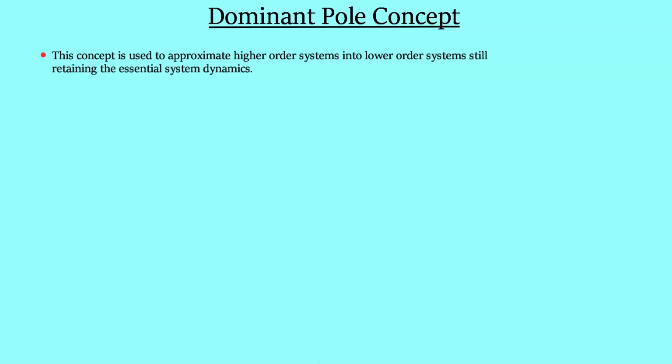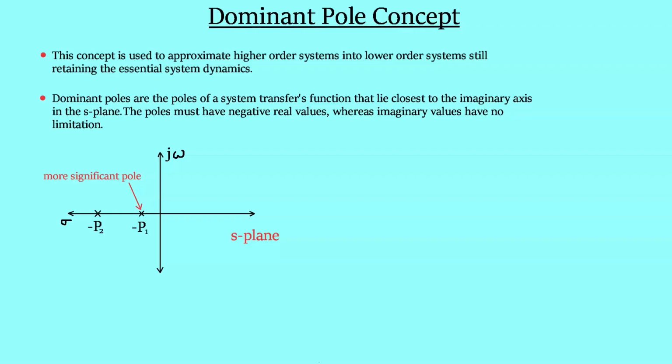The dominant pole concept refers to identifying the poles that most significantly influence the dynamic behavior of a system, particularly its transient response. This concept is used to approximate higher order systems into lower order systems, still retaining the essential system dynamics. Dominant poles are the poles of a system's transfer function that lie closest to the imaginary axis in the S-plane. The poles must have negative real values, whereas there are no limitations on the imaginary values of the poles.